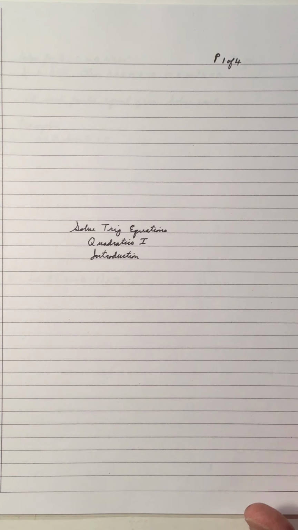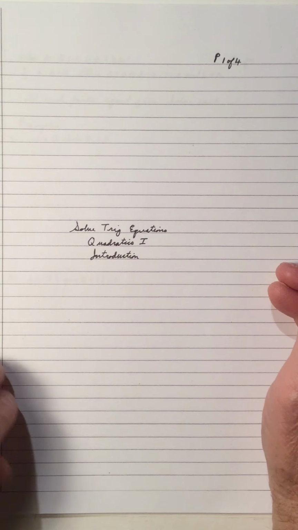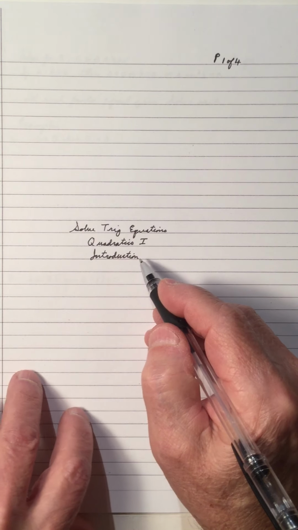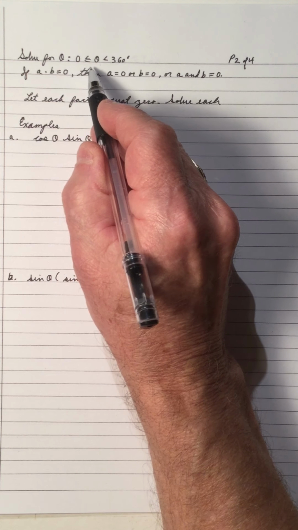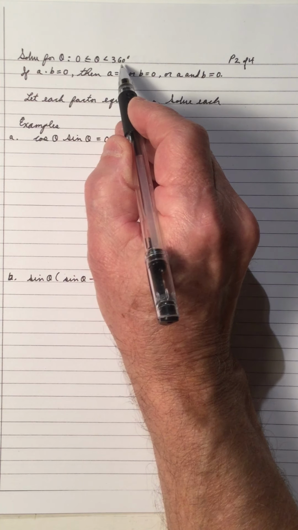Hi, welcome to my video on solving trig equations and quadratics, number 1. This is the introduction to the quadratic equation in trig. Solve for theta, 0 is less than or equal to theta less than 360.